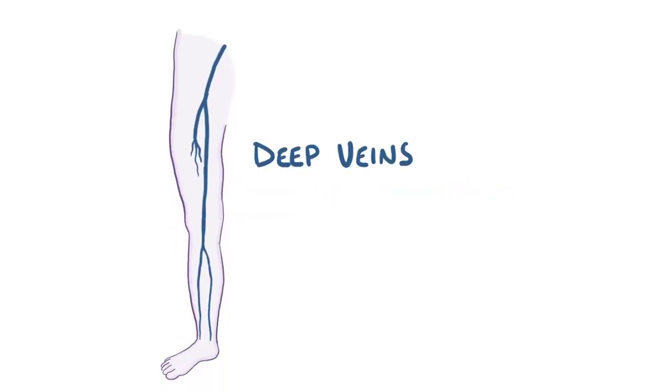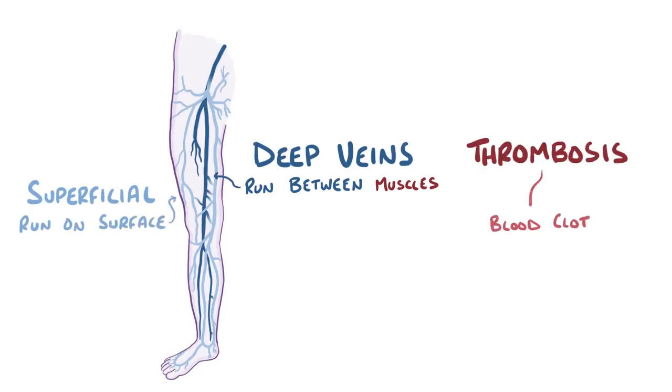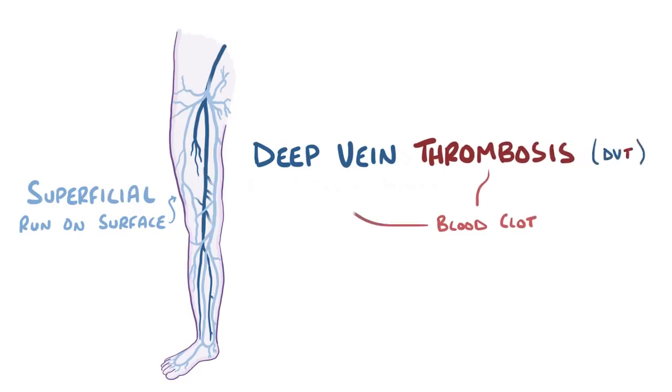Deep vein refers to the veins that typically run between muscles as they travel back towards the heart, as opposed to the superficial veins that you can see on the surface. And thrombosis refers to a blood clot. So a deep vein thrombosis, or DVT, is a blood clot in one of those deep veins.